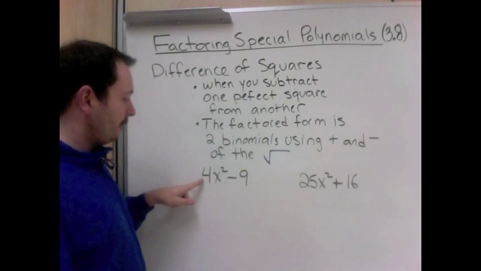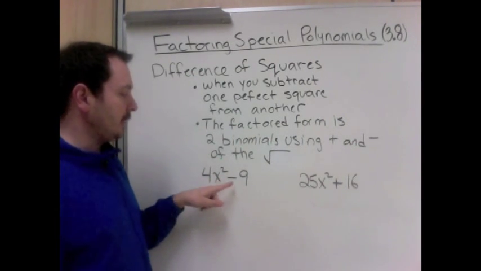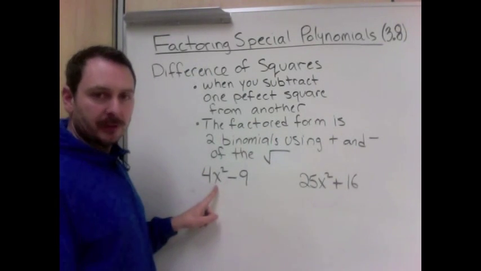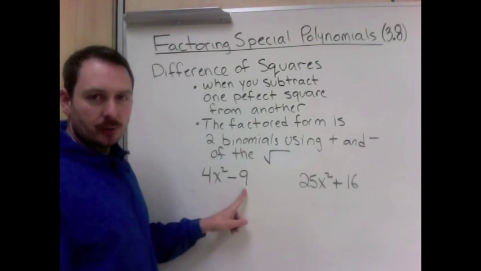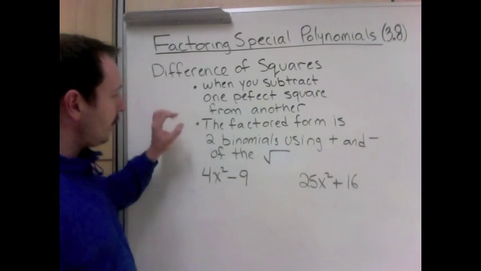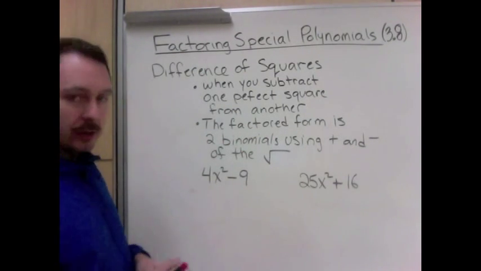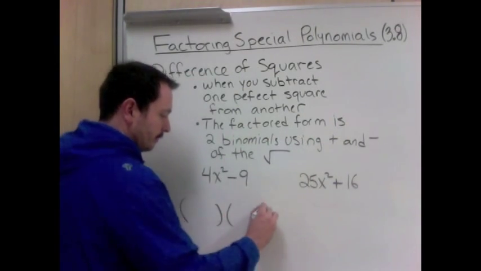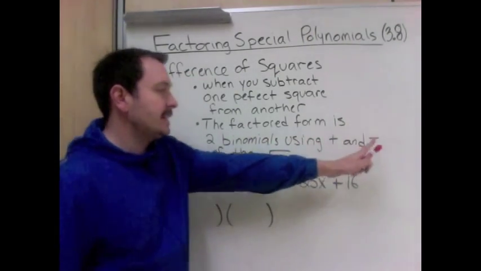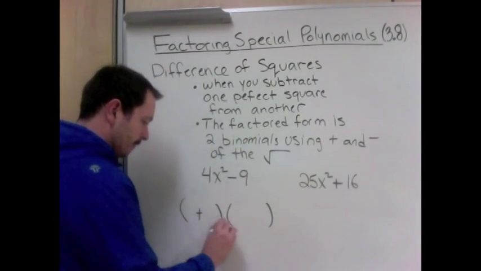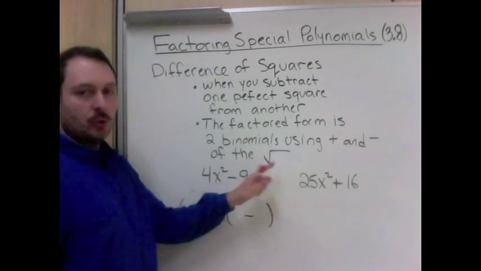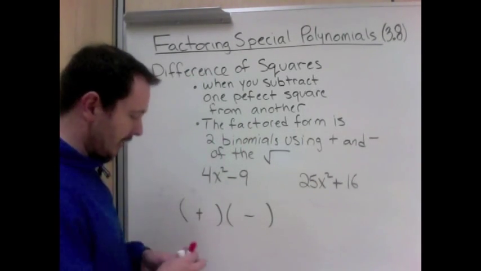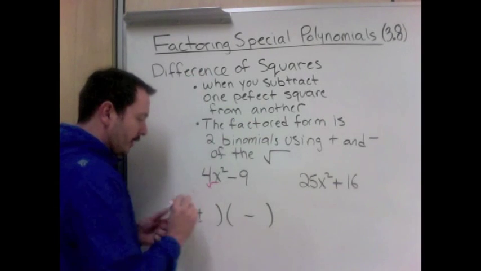Example, 4x squared minus 9. We're subtracting. 4 is a perfect square, 2 times 2. X squared is a perfect square, x times x. 9 is a perfect square, 3 times 3. And now the factored form is two binomials. So it's going to be two binomials using a plus and a minus of the square roots.